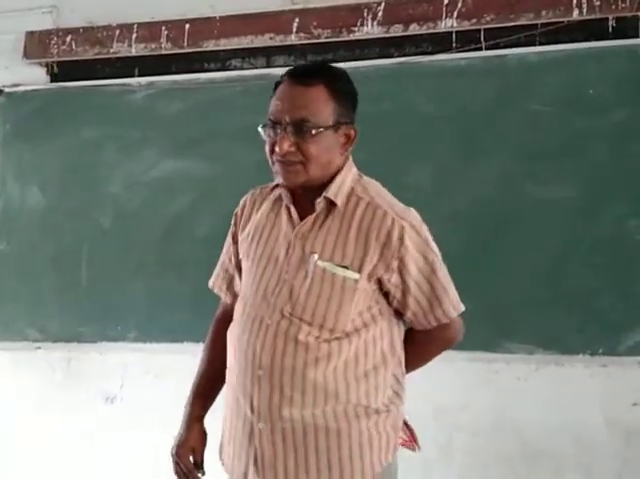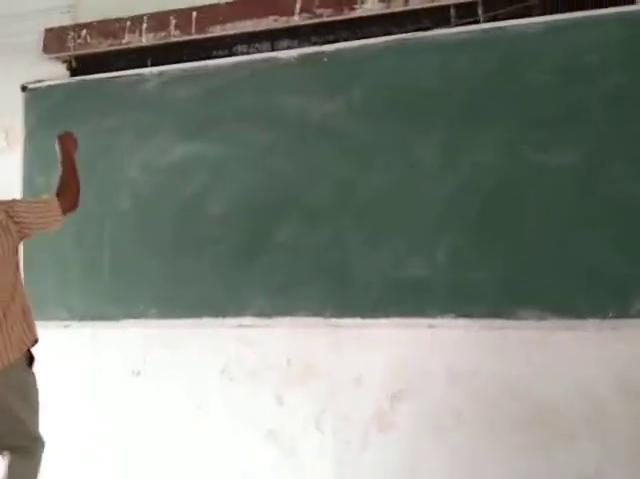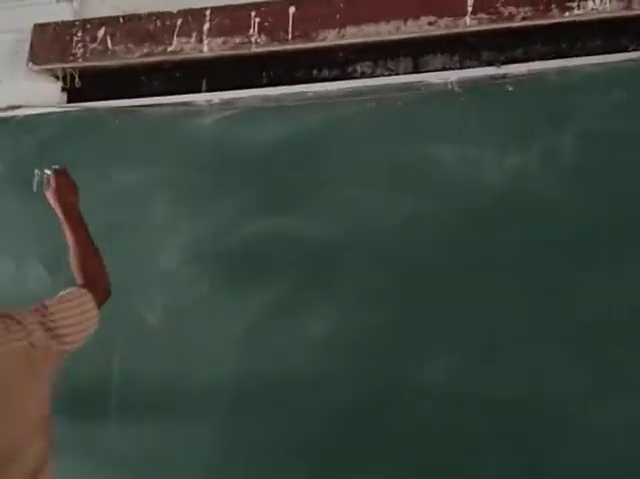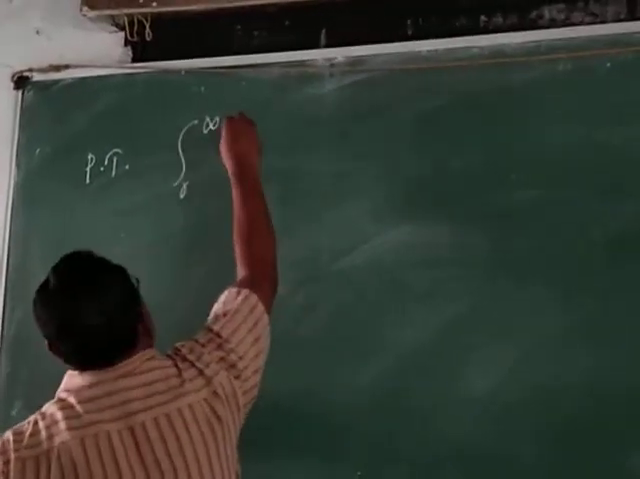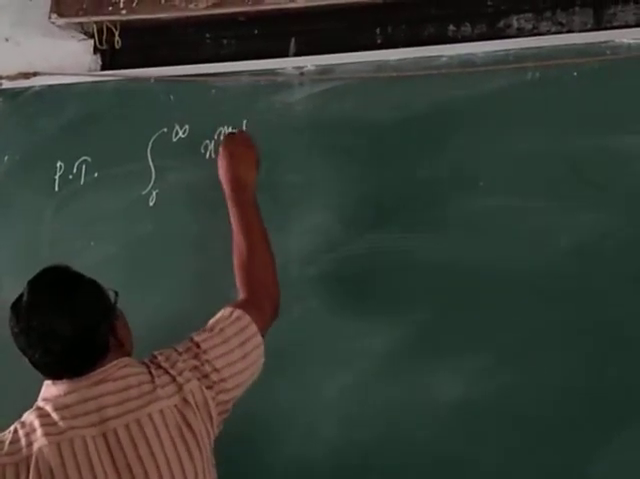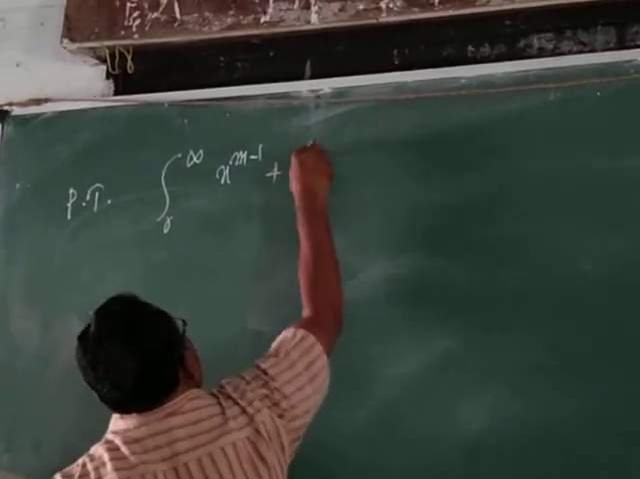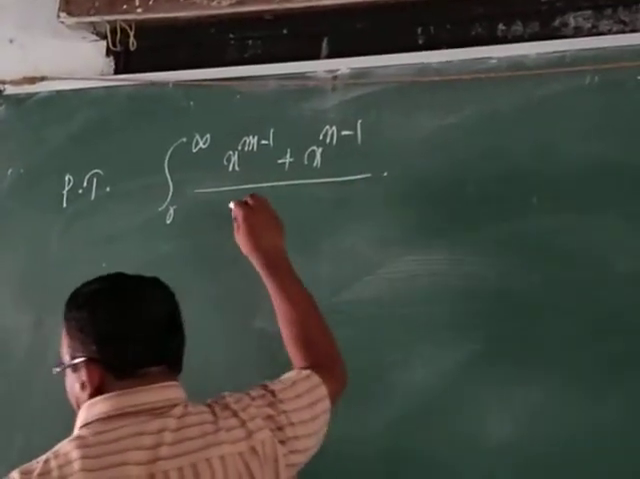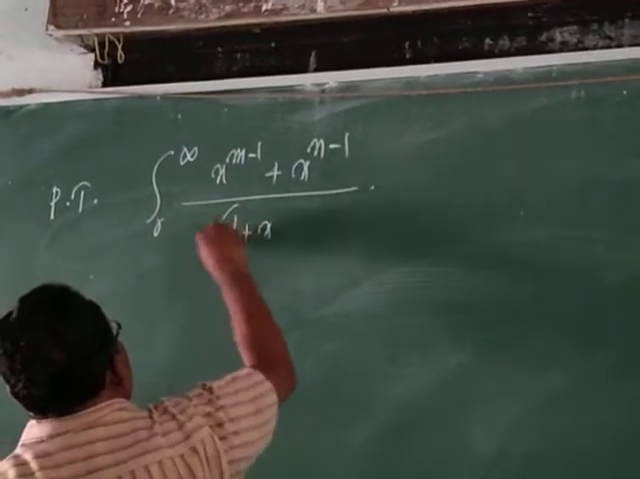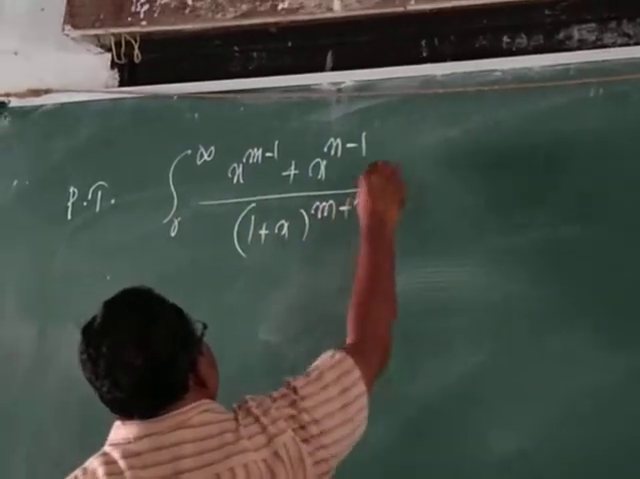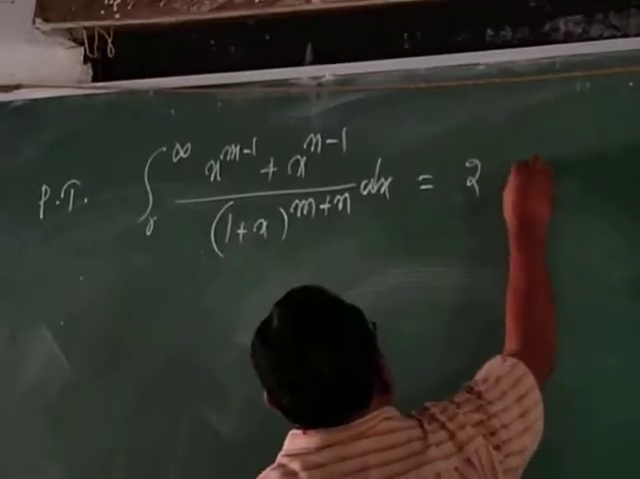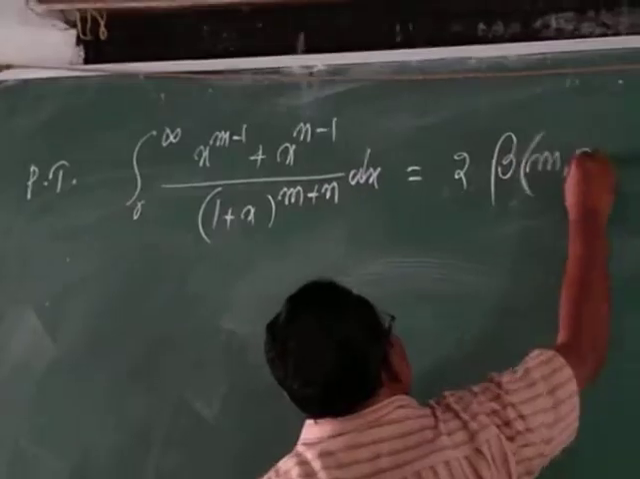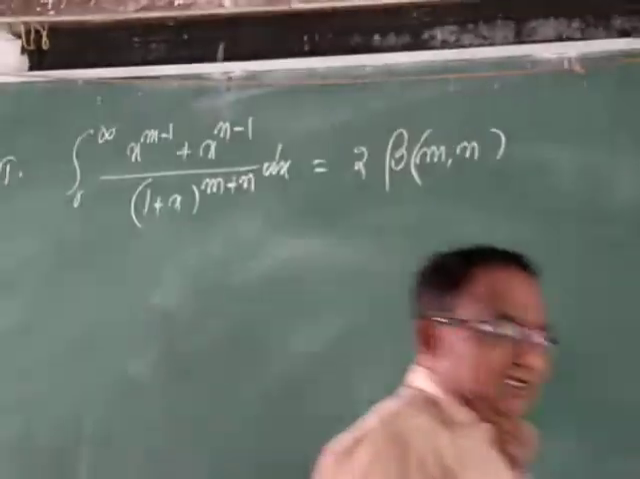With these properties and the definition of the beta function, let us have some examples. First example is this. Prove that the integral from 0 to infinity of (x to the power m minus 1 plus x to the power n minus 1) divided by (1 plus x) whole to the power m plus n dx is equal to twice beta(m, n).